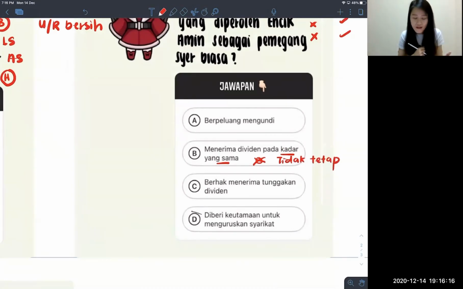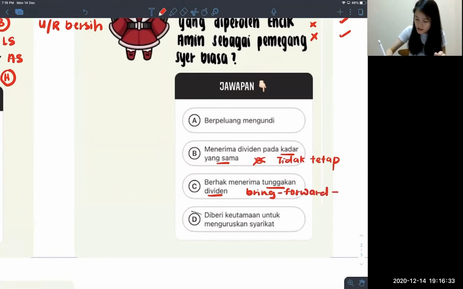Menerima tunggakan dividend. Now, if you've forgotten, the meaning of tunggakan dividend is bring forward, or brought forward. Okay, so I put here bring forward. And this advantage is only going to be applicable to your SK sahaja. Now, why? Because the concept is like this. SK, since the beginning, we already promised them a certain percentage.